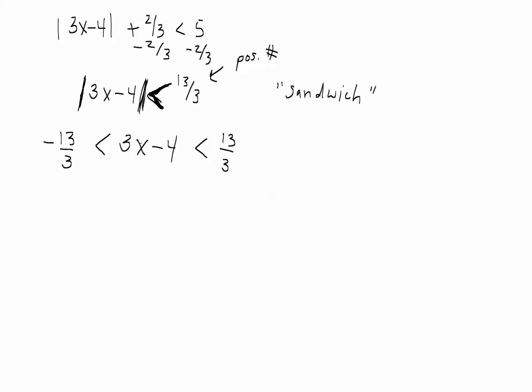In order to solve a sandwich problem, you need to isolate this x in the middle, which means this number here and this number here have to go. I'm going to add 4 first. And when you have this type of a problem, you have to add it to all three sides.